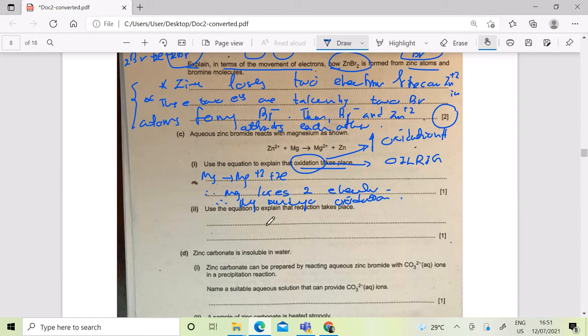Use the equation to explain that reduction takes place. At the same time, the other one, zinc plus 2, takes 2 electrons to become zinc. So then you can say zinc plus 2 takes or gains electrons.